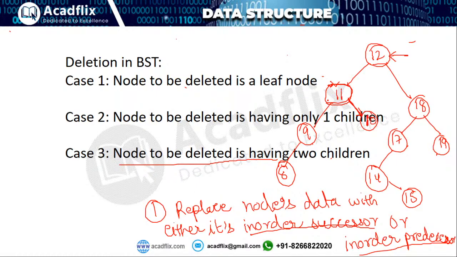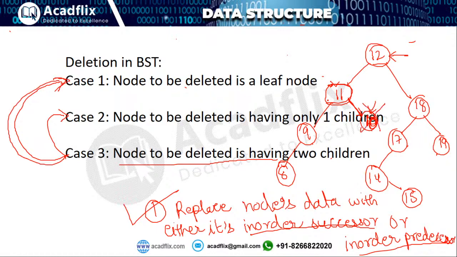So once I do this particular step, my case third will either be reduced to case 1 or it will be reduced to case 2. That now 10 is to be deleted, right? But now either 10 will have only one child or, in this particular case, my case third is actually reduced to case 1. So now I can just go ahead and simply delete this. So this is how my deletion works.